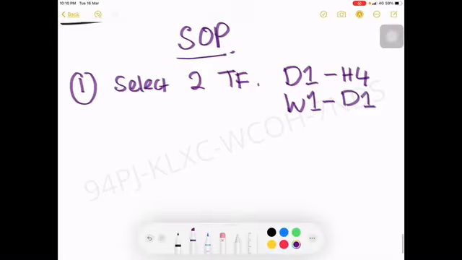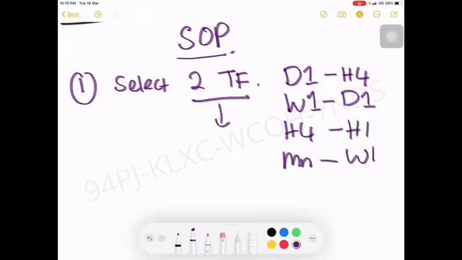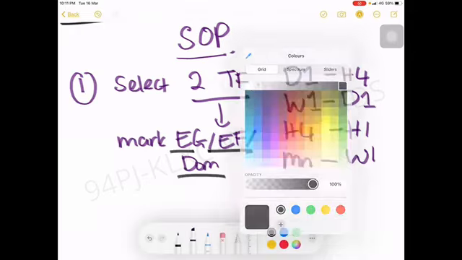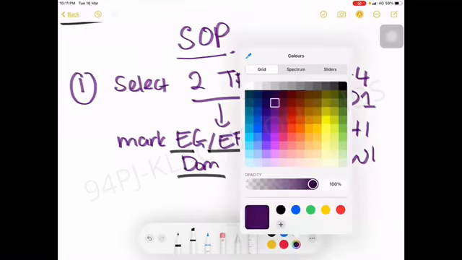This is the area where you want to mark your engulfing. If you are starting from H4, you're going to go to H1 as well. If you are starting from monthly, then you're going to go to weekly. So what you're going to do with this 2TF is that you're going to mark EG or EF or DOM. You're going to mark these 3, whichever ones that you find. And then the second one, the SOP is very simple. Don't worry about it.